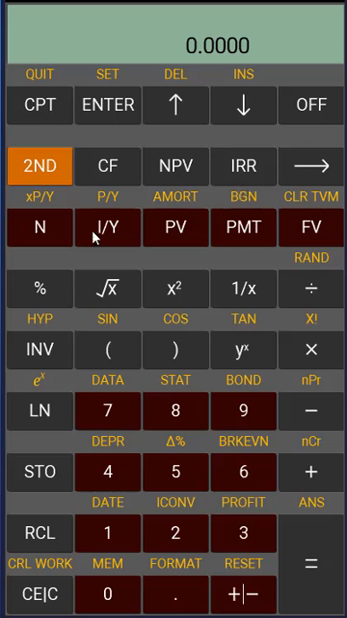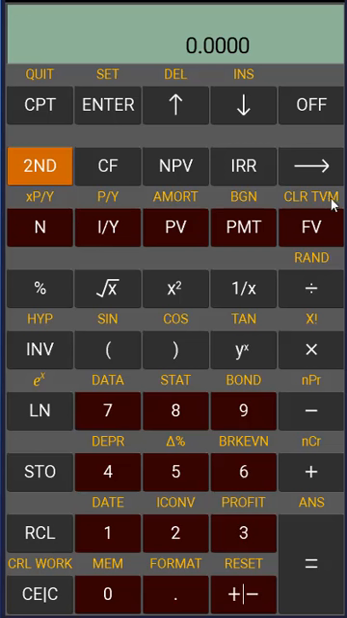So I would like to demonstrate a few things which are very important. First is clearing the memory of the calculator, especially when you're working on a time value of money problem. You want to make sure you don't have any stale data in the memory of the calculator. So there's an easy way.